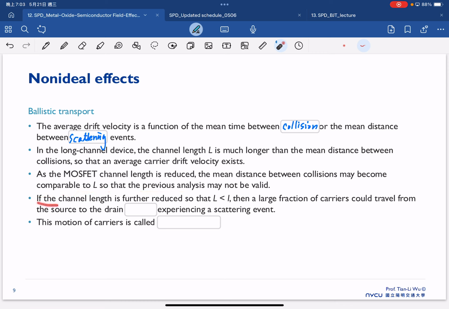So if the channel length is further reduced, so the channel length is below the mean distance between the scattering, then a large fraction of carriers could travel from the source to the drain without experiencing a scattering event. So this is the case we call ballistic transport.